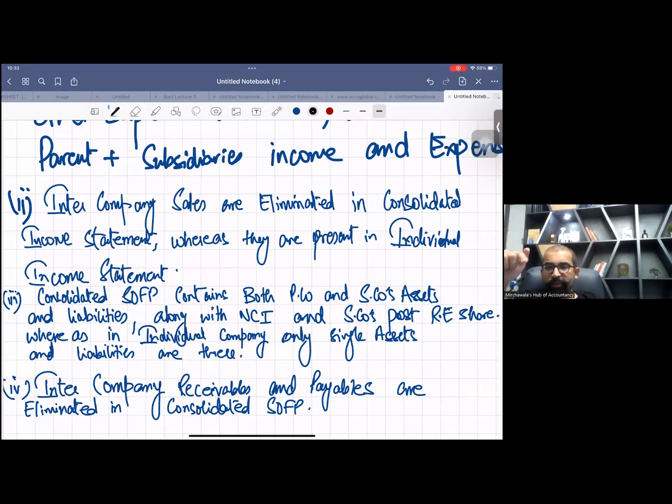Tell me, did you find this requirement difficult? It was a general requirement: the difference between individual books and consolidated books, my dear students. Did you understand this requirement?